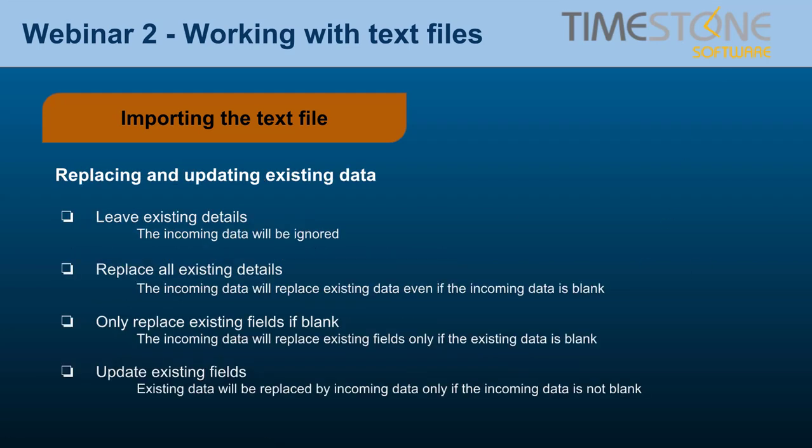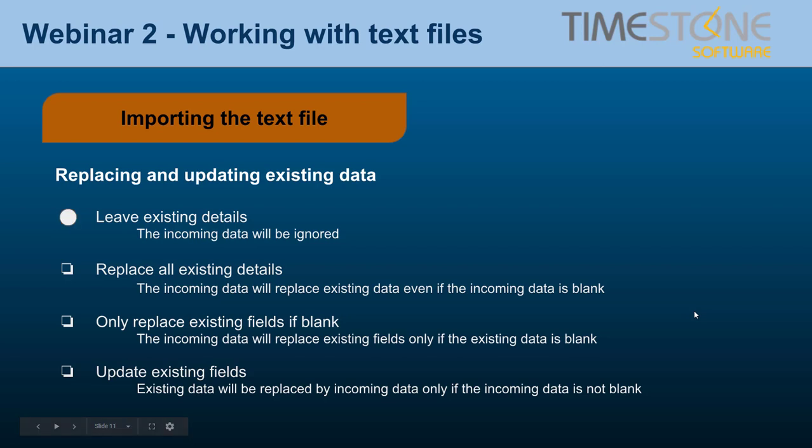So they're the 4 examples you've got in the middle. What we're talking about here is if you need to import the text file a 2nd, a 3rd, or a 4th time, etc., or in the same text file if it comes across the subject more than once. It needs to know what to do if the incoming data is against a subject it already has. You've got 4 options. Leave existing details, replace existing details, only replace if blank, or update existing details. So let's look at them one at a time with examples.